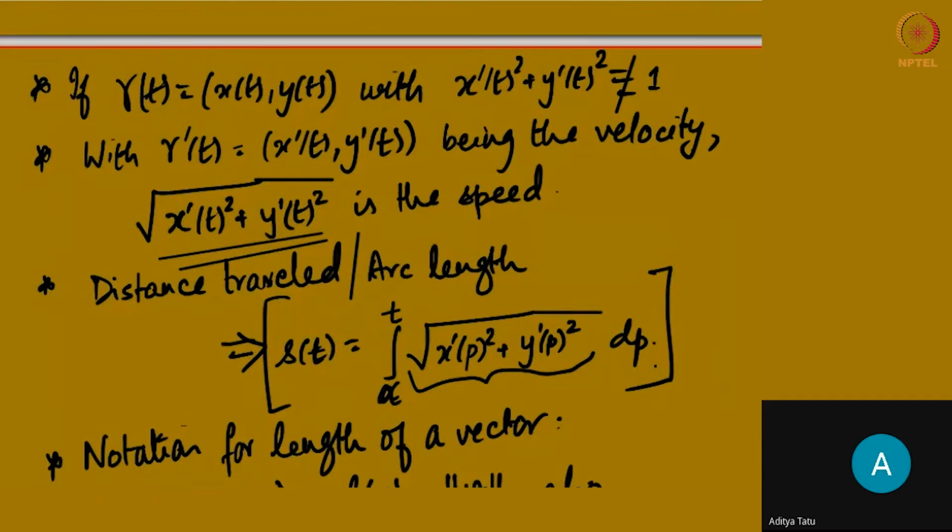If I start at some time alpha, and at different times between alpha and t I travel at different speeds, then in order to find how much distance I've traveled at time t, I'll have to integrate. So this is speed, this is time.